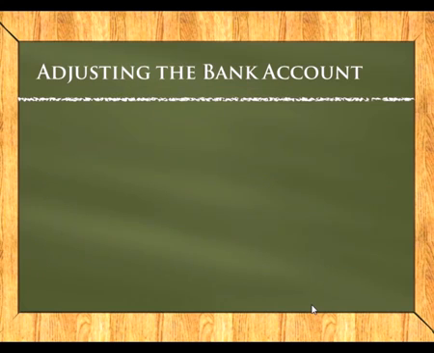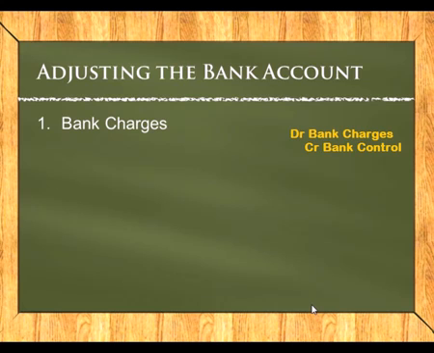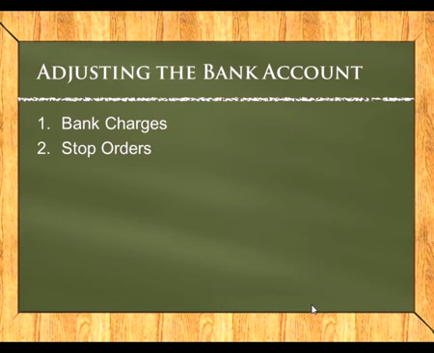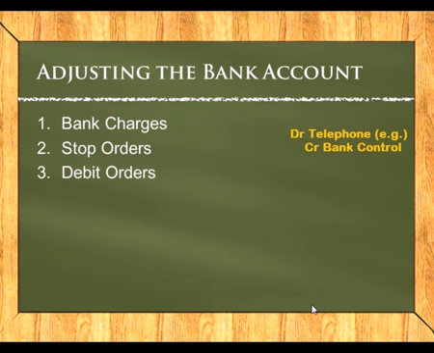How do we then adjust our bank account? For bank charges, you would debit bank charges, the expense account, and you would credit the bank account. And the folio we always write BS, which stands for bank statement. For stop orders, we would debit whichever expense it relates to, and we would credit our bank account. So if this was for insurance, you would debit insurance and you would credit bank. Debit orders, you would debit the expense and credit bank account. So if the expense was for telephone, you would debit telephone and you would credit bank account.